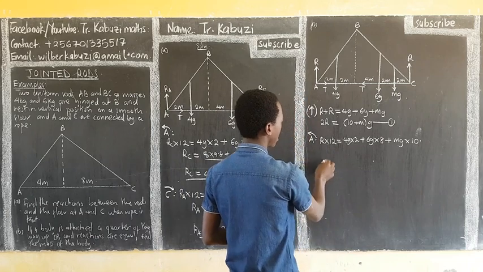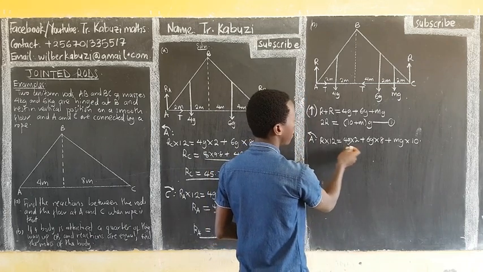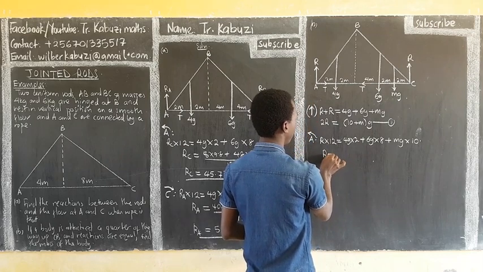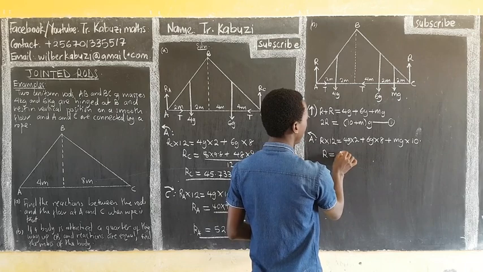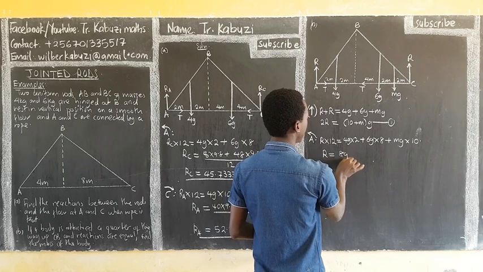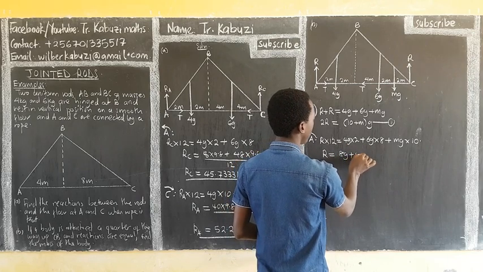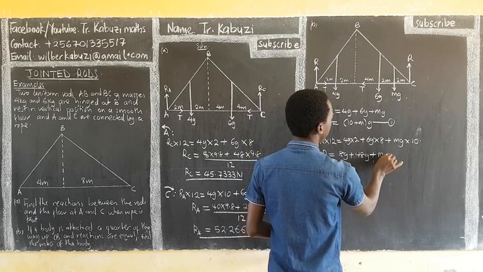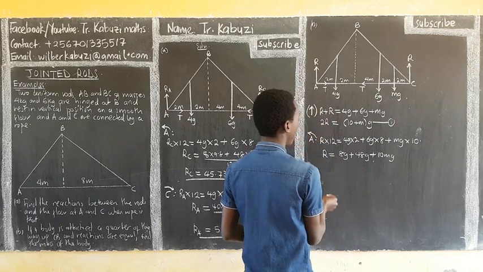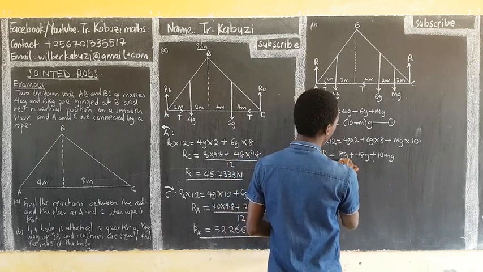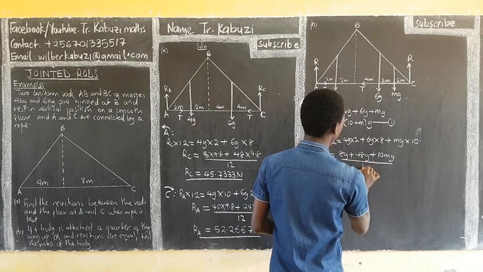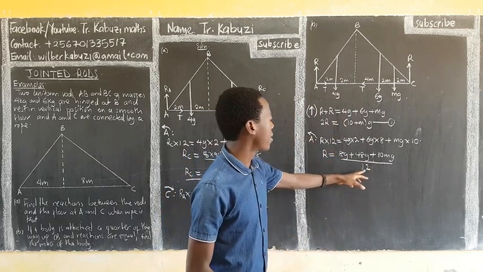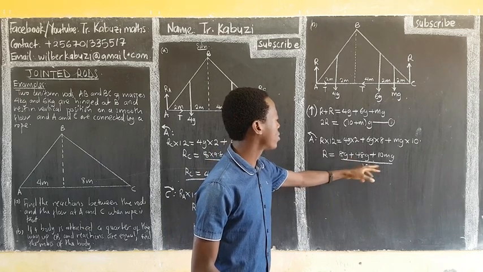So from here I can get my R, or if I divide through by 6. Then we combine, so my R from here is going to be 8G plus 48G, plus 10MG, the whole divided by 12. The whole divided by 12. So as simple as that. You see here we can reduce by 2 throughout.